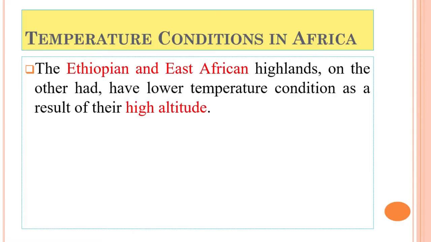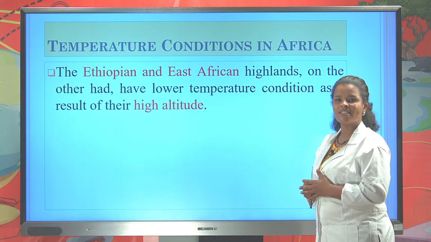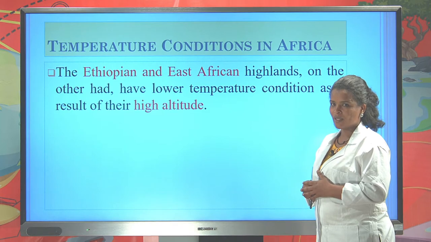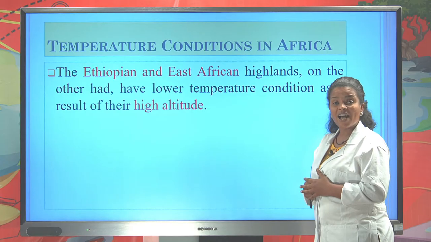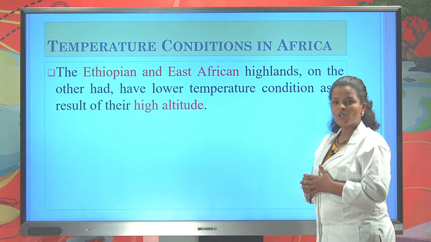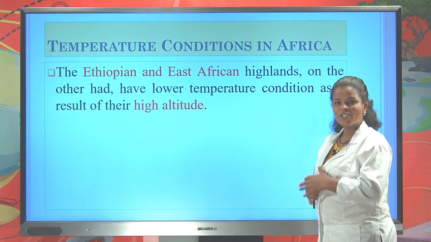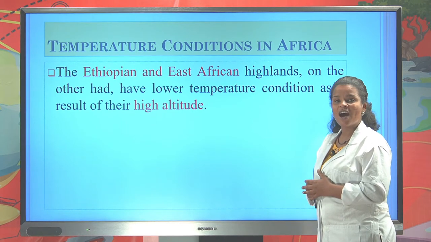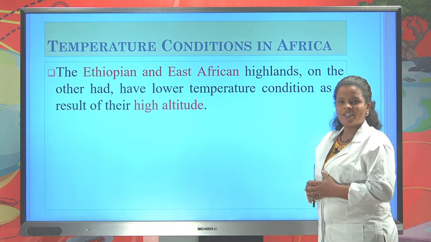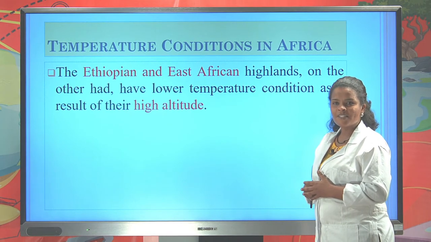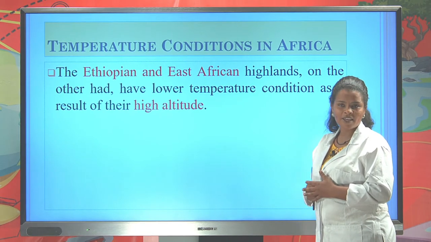The Ethiopian and the East African highlands, on the other hand, have lower temperature as a result of their high altitude. But not all areas of Ethiopia have cool temperature. Ethiopia has different relief features: highland, lowland, and rift valley. The coastal area of Ethiopia receives high temperature. The highlands of Ethiopia receive cool temperature. Generally, the Ethiopian and East African highlands have cool temperature because of their high altitude.